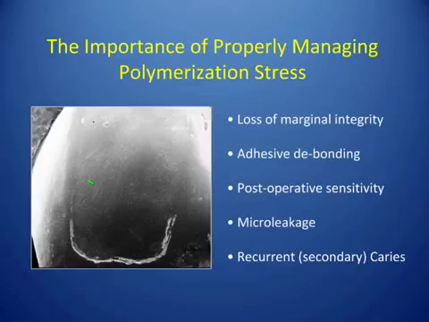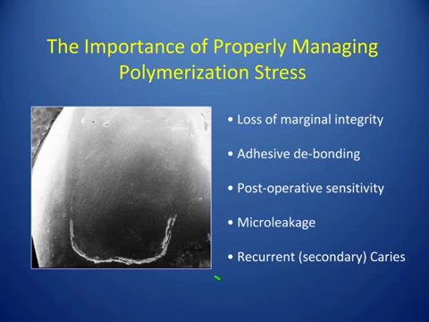And one thing we really need to discuss is not just volumetric shrinkage of a material, but what's more appropriate, and that's polymerization stress. So stress is what happens to the material as we begin to photopolymerize it. As a laundry list of things that can happen, it can impact marginal integrity and the adhesive interface, cause postoperative sensitivity issues, and over the long run lead to microleakage and secondary or recurrent decay.